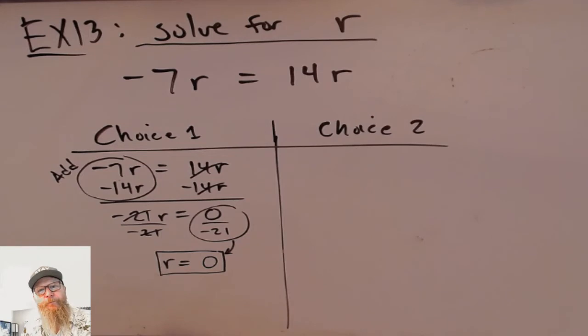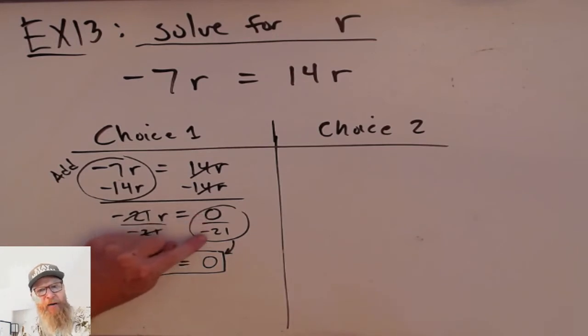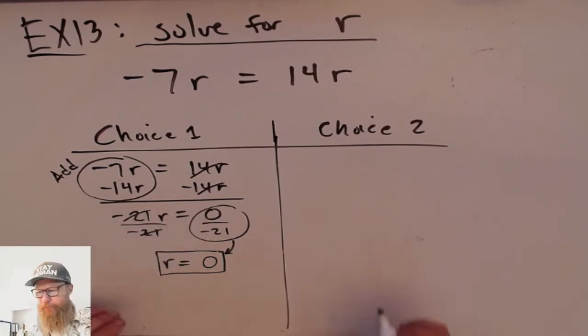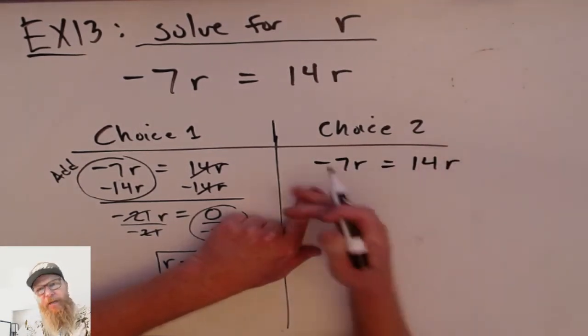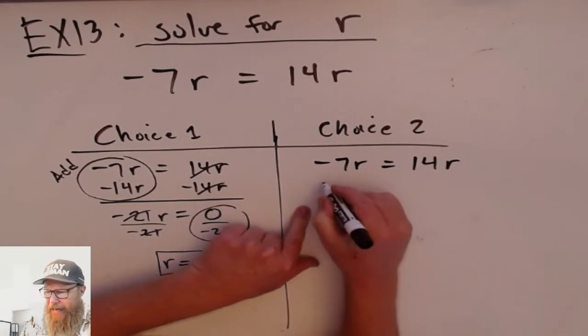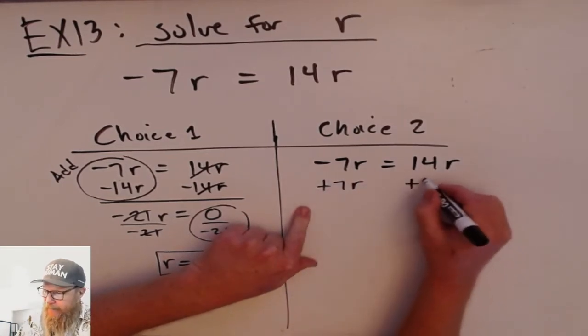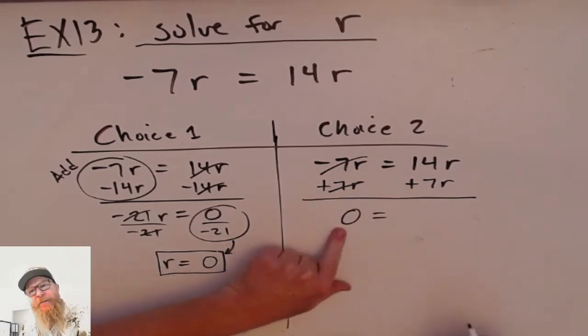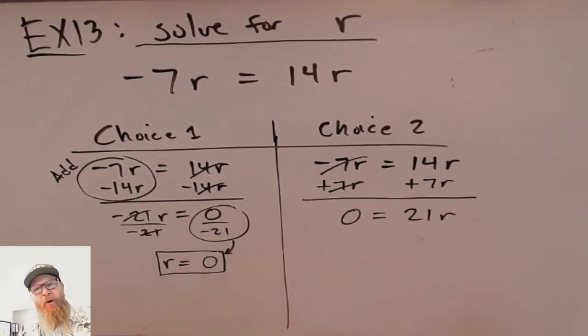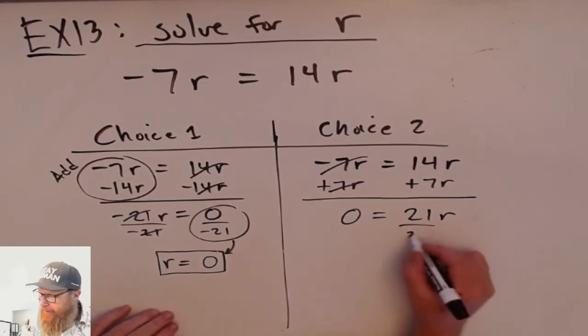I often see my students just kind of freak out because they remember some rules about 0 and they're not quite sure what it is. So it's like you have nothing and then you're sharing it or dividing it by negative 21. Choice number 2 would be to move the 7r onto the right-hand side. Put the 0 on the left, and then the right-hand side just becomes 21, and you're still going to get the same result.